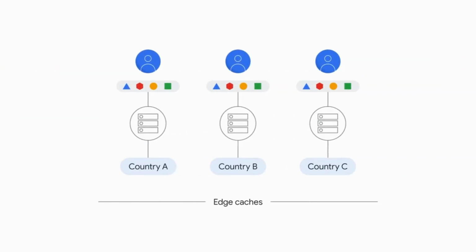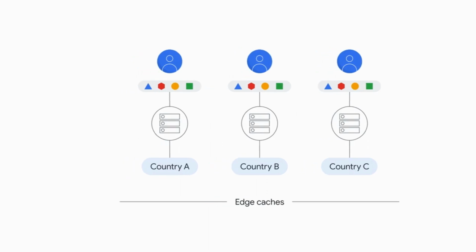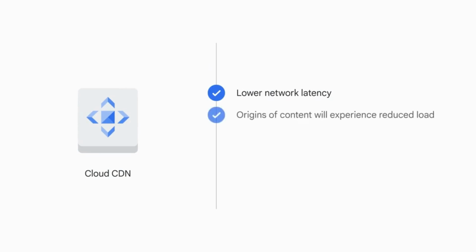Edge caching refers to the use of caching servers to store content closer to end users. You can use this system to accelerate content delivery in your application by using Cloud CDN, Content Delivery Network. This means your customers will experience lower network latency, the origins of your content will experience reduced load, and you can even save money. After HTTP load balancing is set up, Cloud CDN can be enabled with a single checkbox.